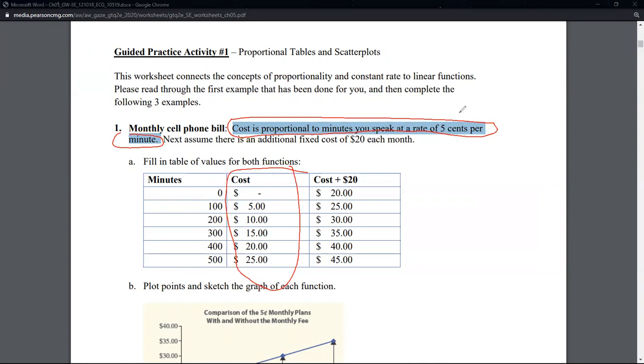200 minutes would just be the 5 times 200. So again, those numbers, it's 100 times 0.05 because that's how we represent 5 cents, and that would be $5. The 200 times the 0.05 gives you our $10. The 300 times our 0.05 gives us $15, et cetera, et cetera. 400 times 5 is 2,000, 500 times 5 is 2,500, so that's $20 and $25.